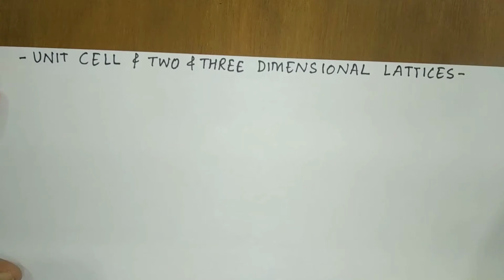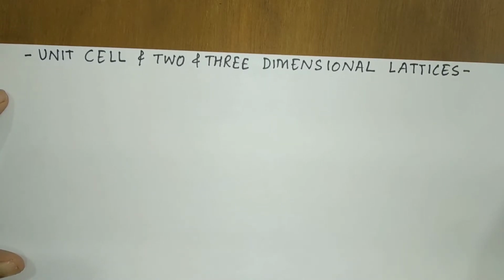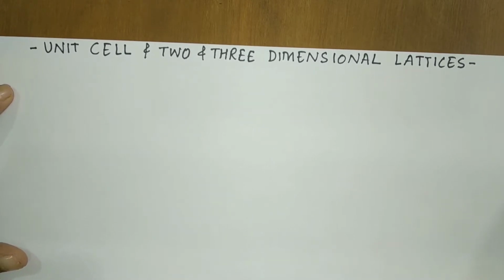Hello students. In this video we are going to see the unit cell and 2 and 3 dimensional lattices. So let us first understand what is a unit cell. The space lattice of a crystal is built up or made up of a 3-dimensional basic pattern. This basic pattern is repeated in all the 3 dimensions or directions, and thus it generates the entire crystal.